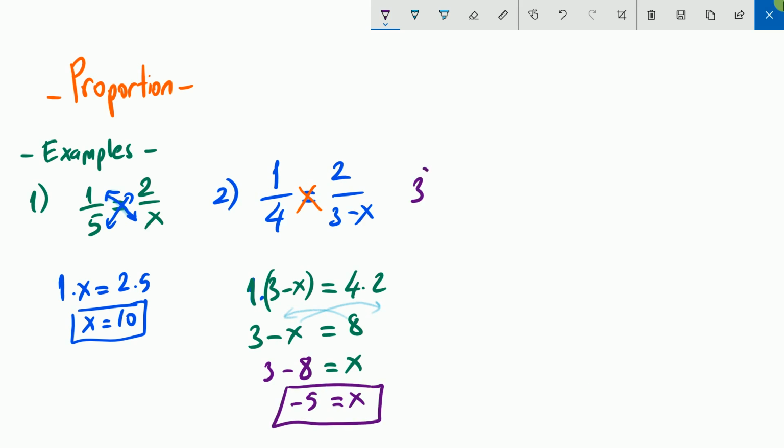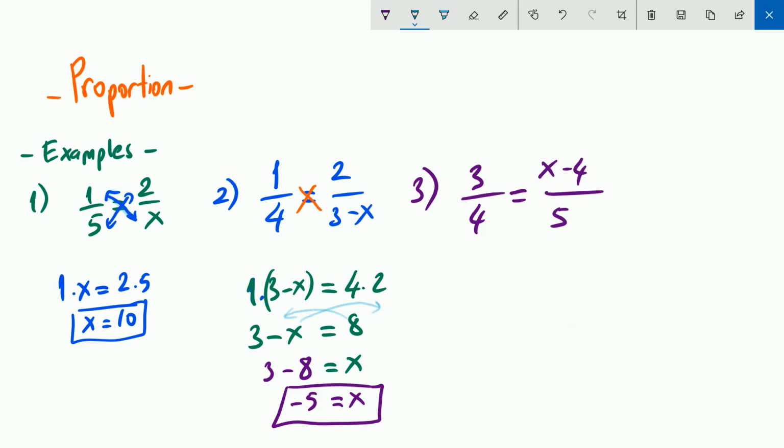What about question 3? Let's practice more after it. Otherwise, we don't get it. Question 3, or example 3. Let's get it harder. 3 over 4 equals x minus 4 over 5.